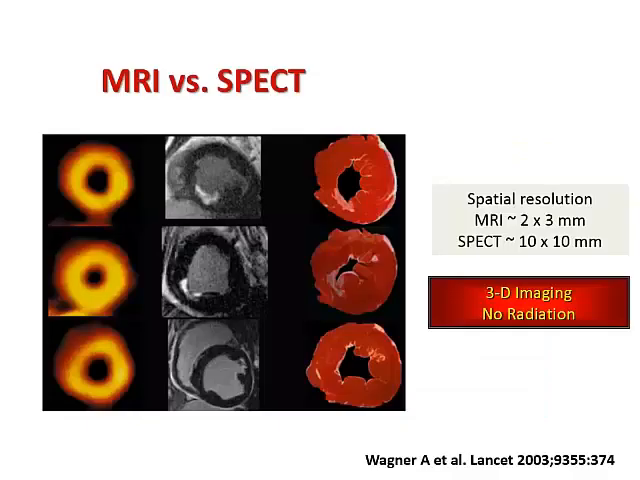So what about SPECT? The problem with SPECT is the spatial resolution. If we have a relatively small subendocardial myocardial infarction, using SPECT, it may be that we cannot see this myocardial infarction. With MRI, because of the excellent image quality and the excellent spatial resolution, we can identify the myocardial infarction. That is an important point.